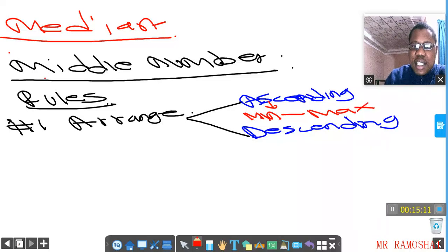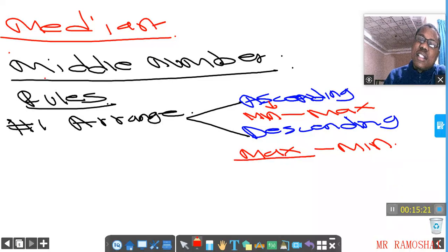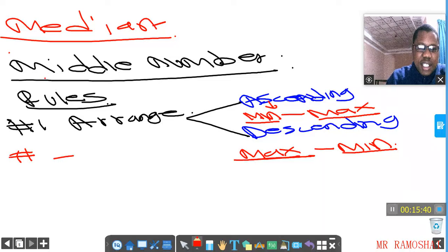So when you talk about descending, we talk about maximum number to minimum number. We arrange our data from the biggest number to the smallest number, right? So in ascending, we start from the smallest number to the biggest number. So after you have arranged your data, rule number 2, you must tell if your data is even or your data is odd.